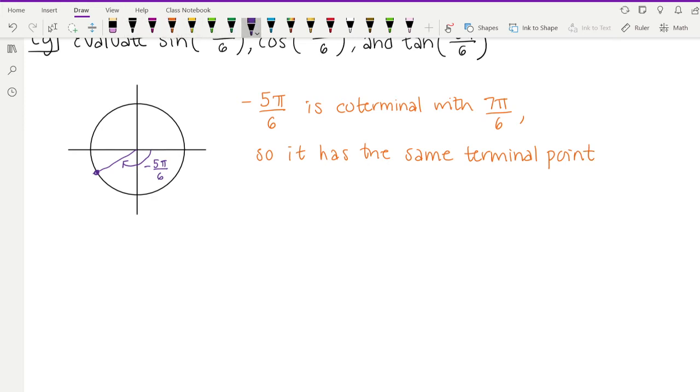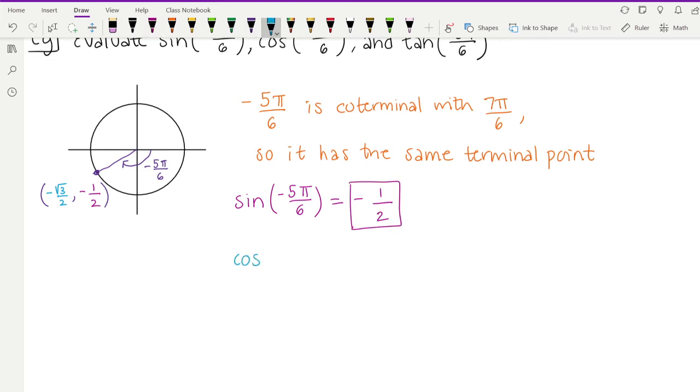I'm just going to recopy what we had here. So we found that our x coordinate was negative square root of 3 over 2, and our y coordinate was negative 1/2. So I'm just going to rewrite that down without justifying it, because it's just the same as what we got earlier. And so what is that going to mean about sine, cosine, and tangent? Well, they're going to be the same that we got above, right? It's just going to be the same exact thing. So sine of negative 5 pi over 6 is going to be our y coordinate. So that's negative 1/2.